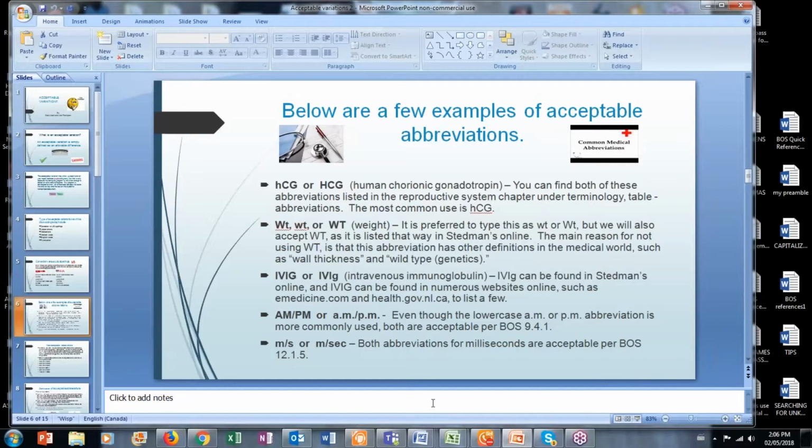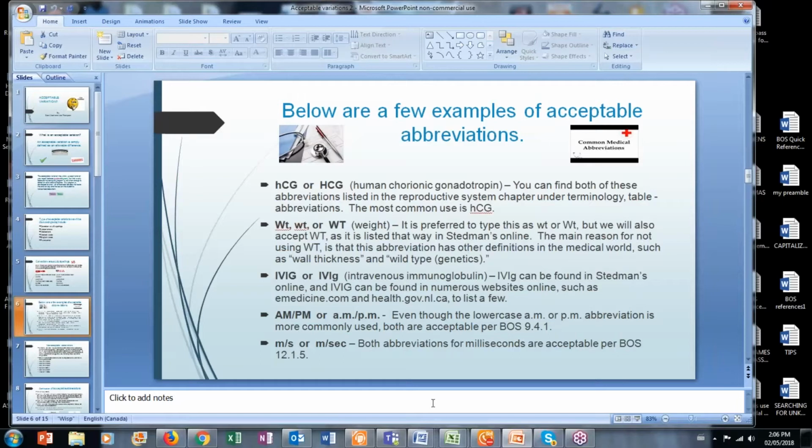Okay, so below are a few examples of acceptable variations. Amanda, yes, they're both acceptable. Everything that we just brought up in the preview screen is acceptable either way. Sorry, Lisa. Oh, no problem. I didn't notice I was up there reading.